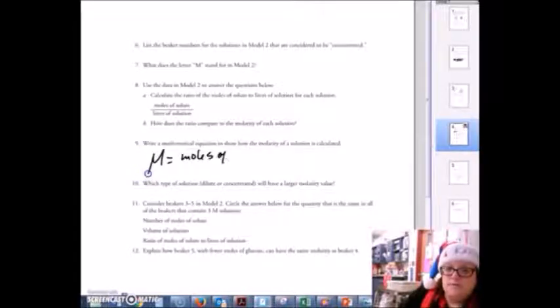Okay, number 9 asks you to write a formula. Molarity is equal to the moles of solute divided by the liters of solution.